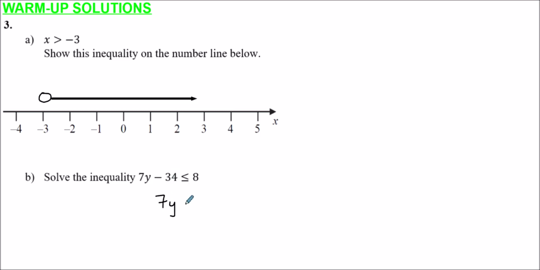Anyway, add 34 to both sides. 8 plus 34, we get 42. Divide through by 7, we get that y must be 42 divided by 7. In other words, y has to be less than or equal to 6.